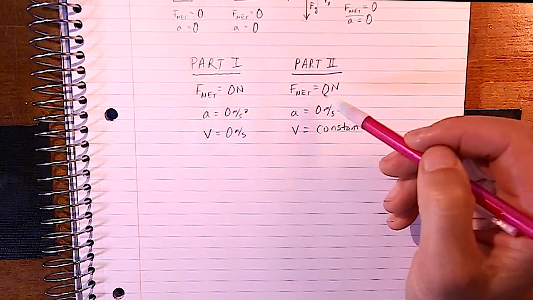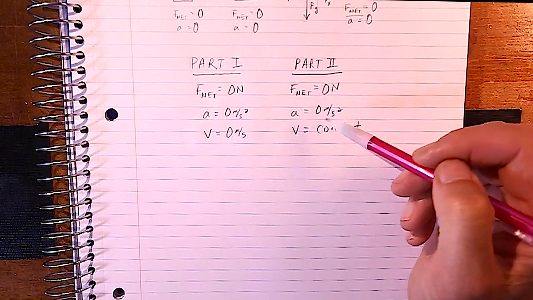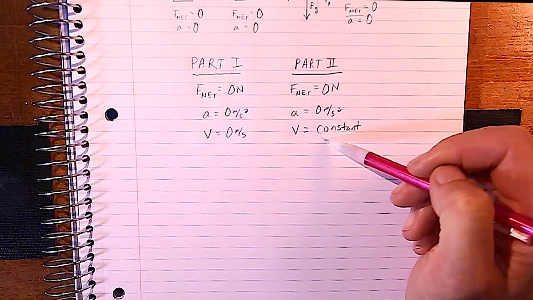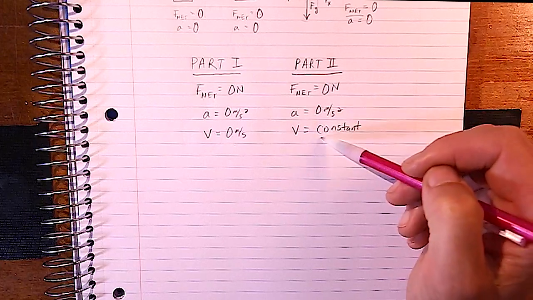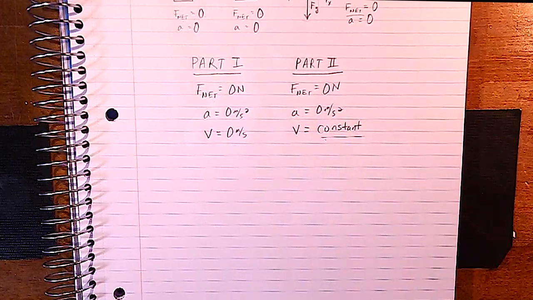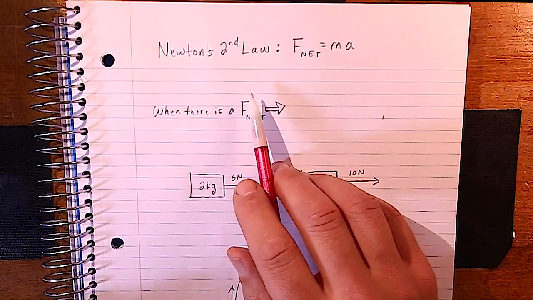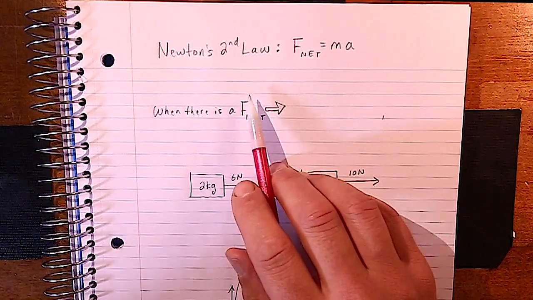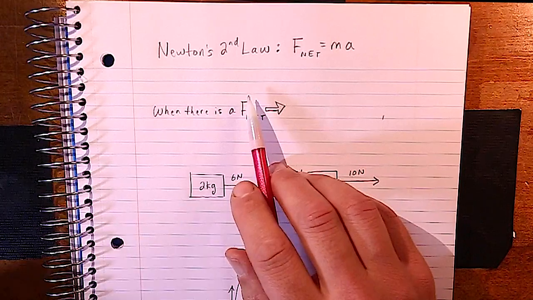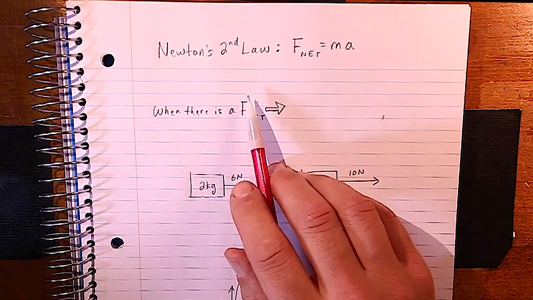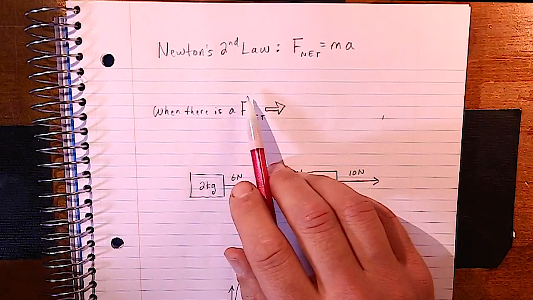Part 2 says if there's no net force and the object is already moving, its acceleration is 0, so it's going to continue to move at a constant velocity. Newton's first law handles situations in which the net force is 0. When the net force is 0, the object is at rest or it's moving at a constant velocity. But what if there is a net force?